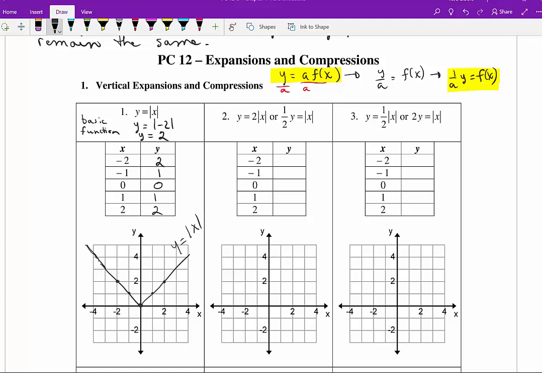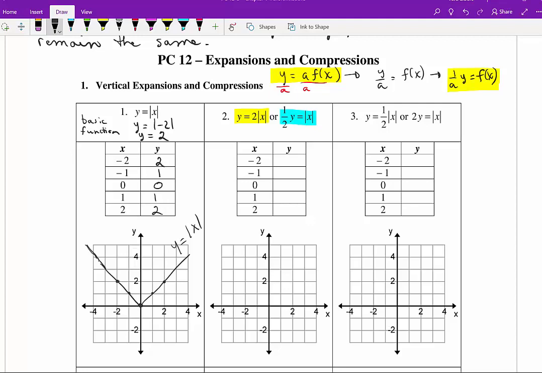So what happens if we expand or compress our graph? On the next one, we're going to take a look at y equals 2 times the absolute value of x. Remember that we can also divide both sides by 2, and we will get 1/2 of y equals the absolute value of x. They mean the same thing. It's easier to work with y equals 2 times the absolute value of x than 1/2 y equals the absolute value of x, because in number 2 your y coordinate is already isolated, so if we're going to look for other points, it's easier to use that equation.